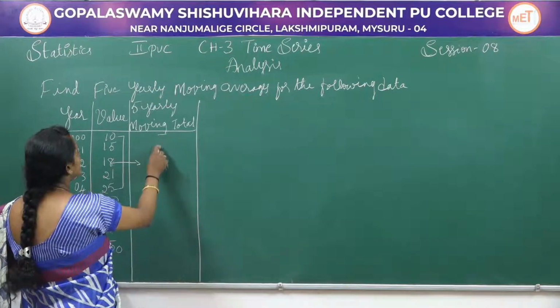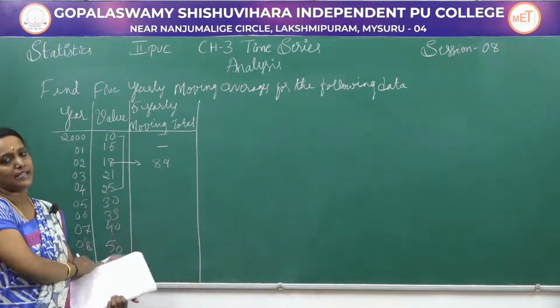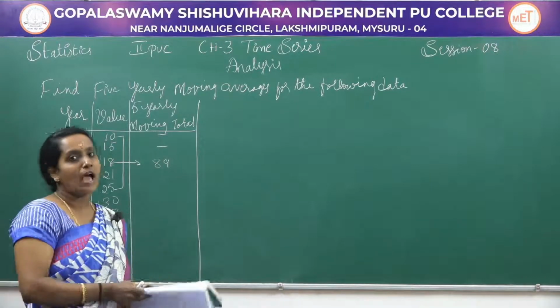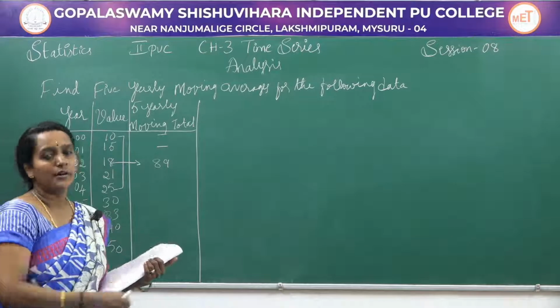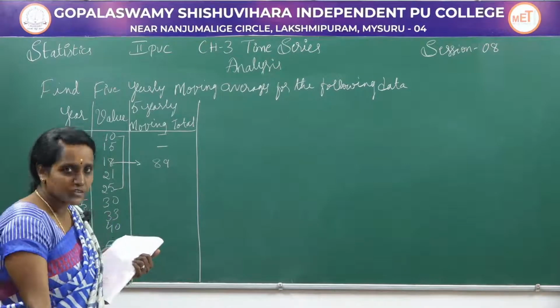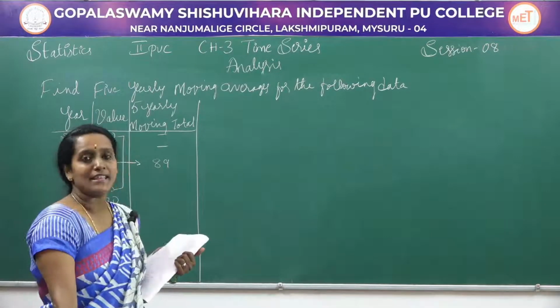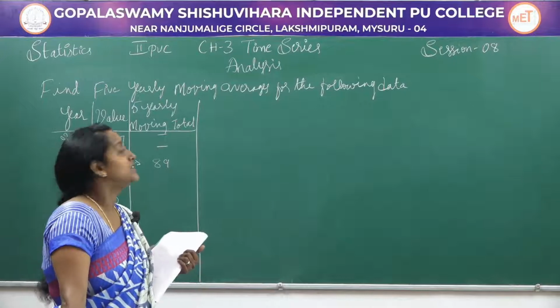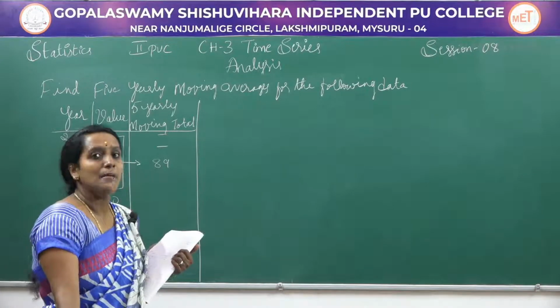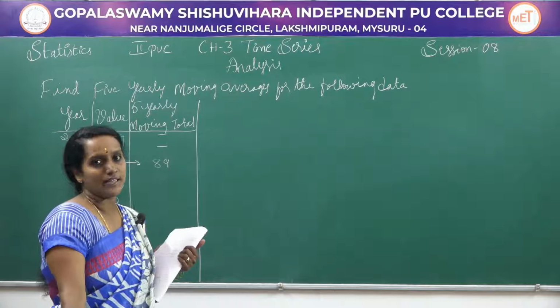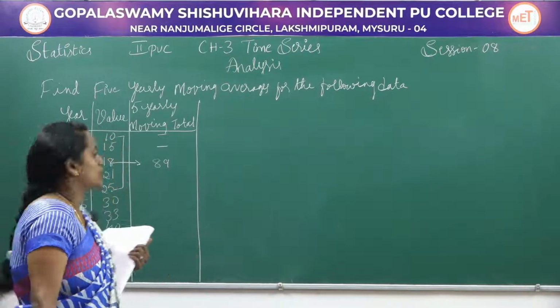And here the first two will be blank. As usual, when we did 3-yearly moving averages, the first one and the last one were blank. Here the first 2 will be blank. Later we will see whether the last 2 will be blank or not.